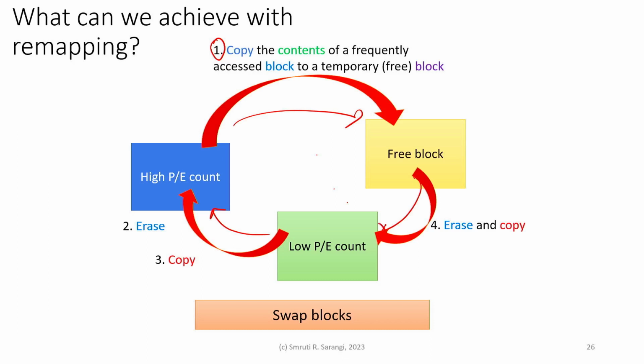So what happens is that you are trying to do what is called wear leveling, that you are ensuring that all the blocks in the flash device have their wear and tear happen at the same rate. So let me give you a practical example. Let's say you have a car.